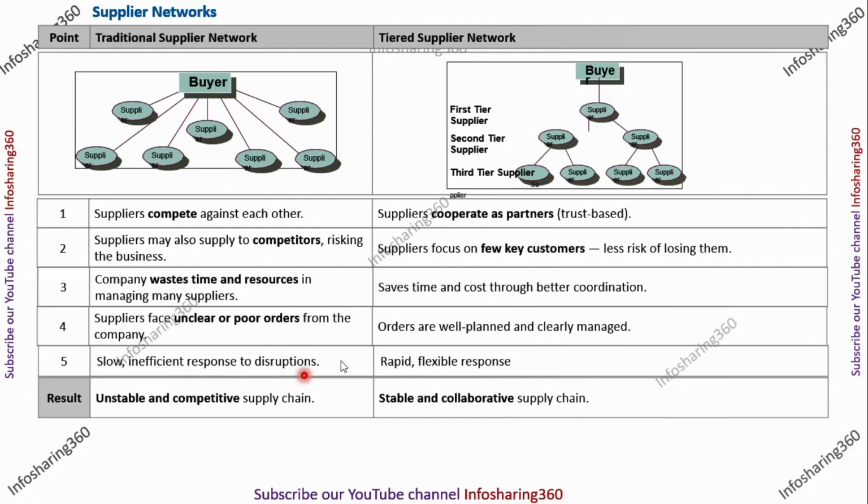Now, tiered supplier networks. In this type of network, one, suppliers cooperate as partners with trust. Two, they focus on few key customers, reducing risk. Three, companies save time and cost through coordination. Four, orders are well planned and clear. Five, enables rapid flexible responses. The result: traditional networks create instability while tiered networks build stability through partnerships.